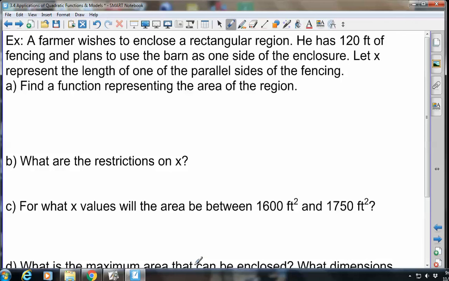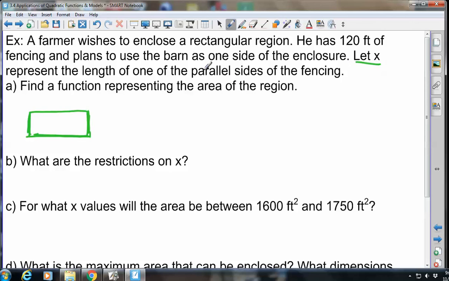A farmer wishes to enclose a rectangular region. So, what would you do? Draw a rectangle. He has 120 feet of fencing and plans to use the barn as one side of the enclosure. So he's actually only going to put fence around 3 sides of this rectangle.